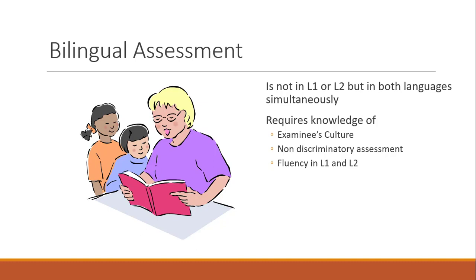So bilingual assessment is often done at the same time, so it's different than testing in multiple languages. If you test in multiple languages, you would give, say, an English version of a test and then maybe a Spanish version of the test. So that example would be the Woodcock-Johnson. The Woodcock-Johnson has the cognitiva and the cognitive.